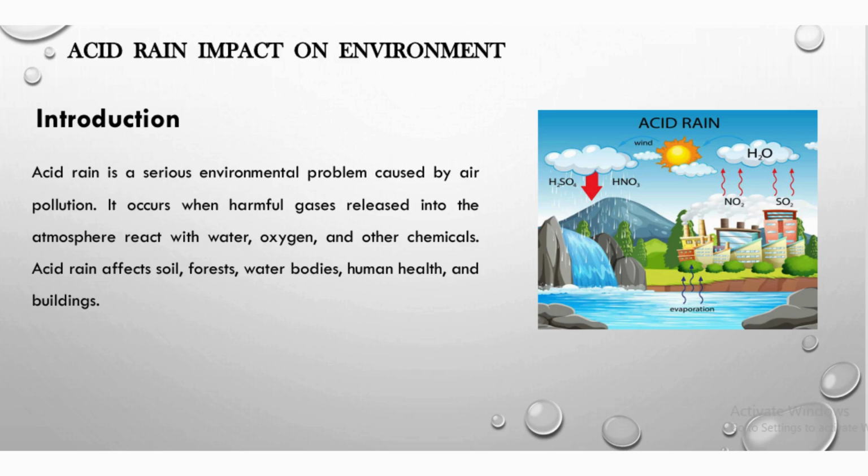This topic is about acid rain and its impact on the environment. Basically, acid rain is a serious environmental problem caused by air pollution. It occurs when harmful gases released into the atmosphere react with water, oxygen, and other chemicals. So, acid rain affects the soil, forests, water bodies, human health, and buildings.